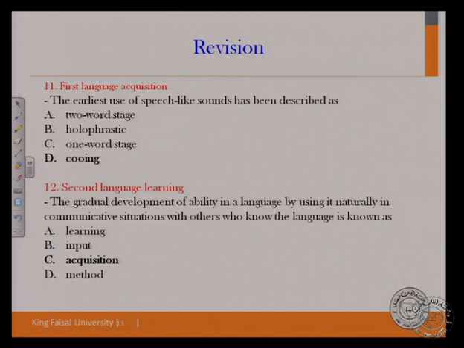From lecture 12 or chapter 12, the question may come in this way. The gradual development of ability in a language by using it naturally in communicative situations with others who know the language is known as, we have learning, A, B is input, C is acquisition, and D is method. Of course, this process is considered as acquisition, not learning.